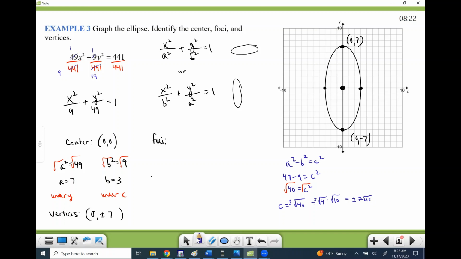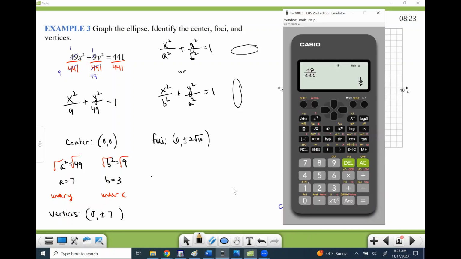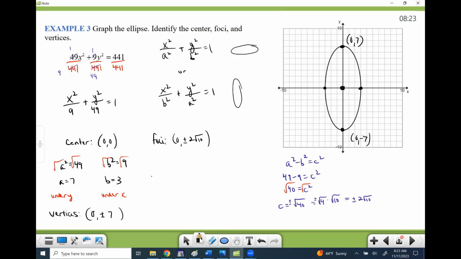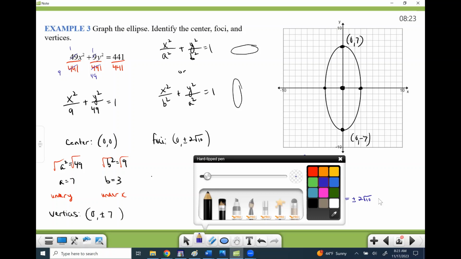All right, so our foci lie along the major axis too. So we're going to put that plus or minus 2 root 10 in the y spot again. Now 2 root 10, actually it's easier to put square root of 40 in the calculator. So let me put square root of 40 in there. Equals 6.3-ish. Oh, I keep closing that out and I'm going to need that. Darn it. Okay, 6.3.